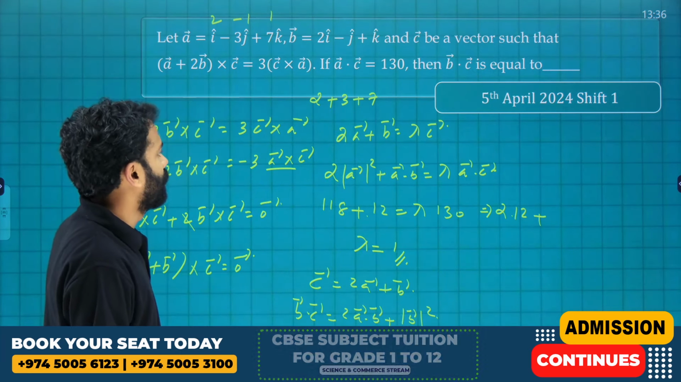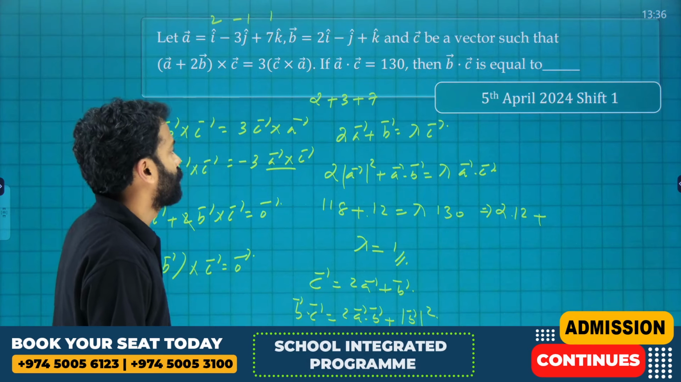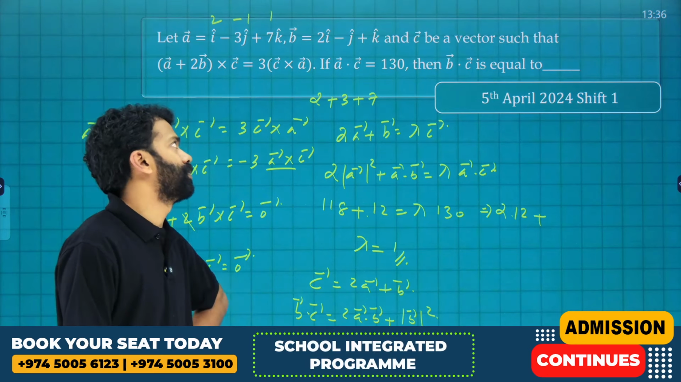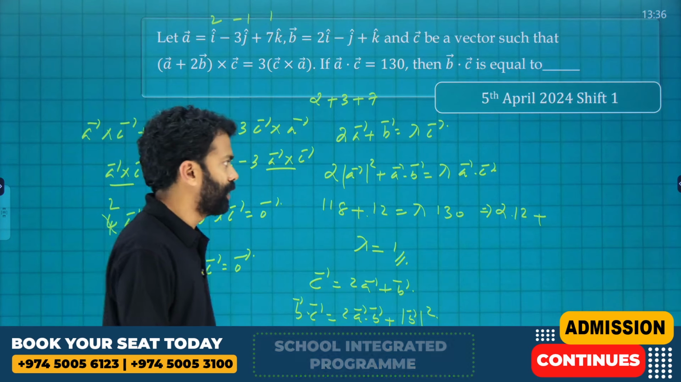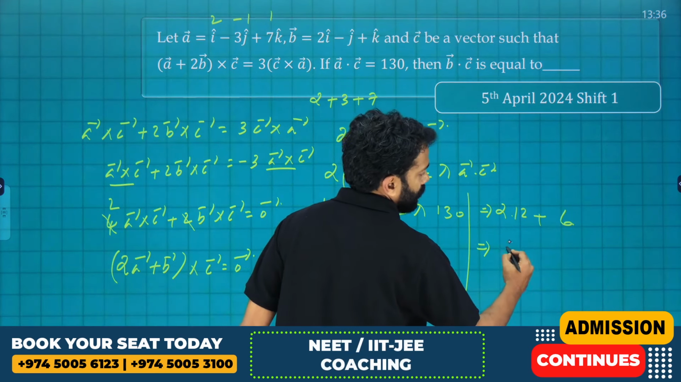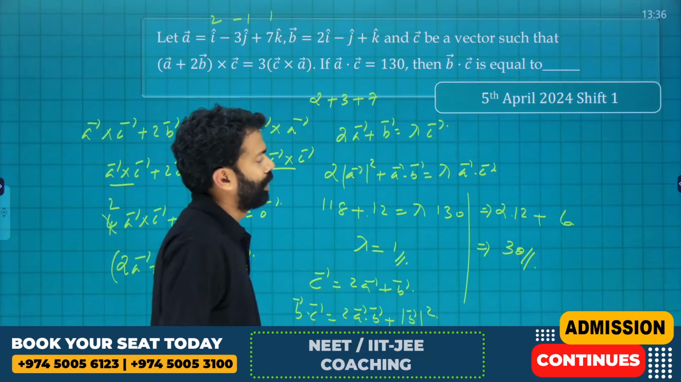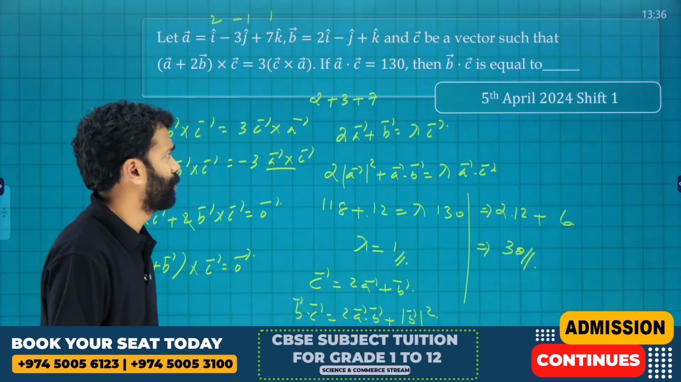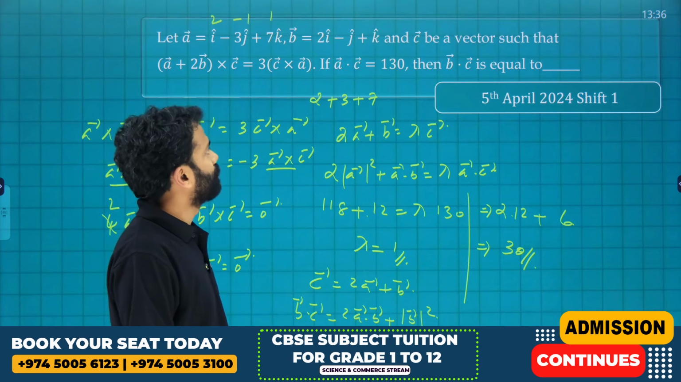magnitude of B square, right? That is 1 square plus 2 square plus minus 1 square plus 1 square, 4 plus 1 plus 1, that is 6. That is 24 plus 6, that is 30. 30 is the final answer. Okay, that's all. It was a very easy question. Okay, next one.